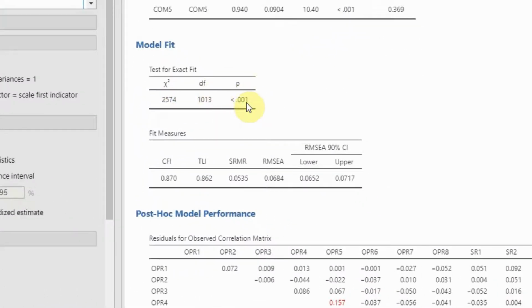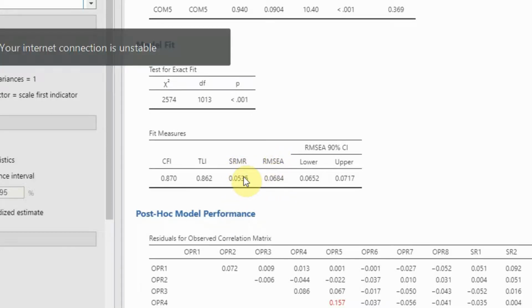Your chi-square, more or less, since the sample size is high, it would be significant, but what we are interested in is CFI, TLI, SRMR, RMSEA. In this case, RMSEA is 0.06, which is less than 0.08, so we can say, well, yes, it is a good fit. SRMR is also less than 0.06, so good fit. But the problem lies with TLI and CFI.